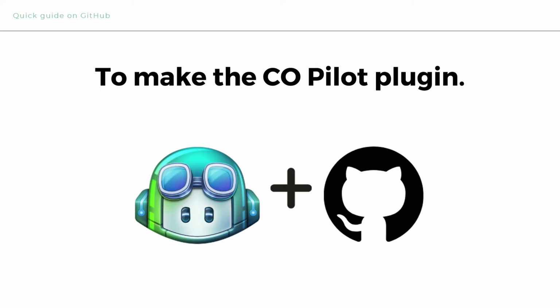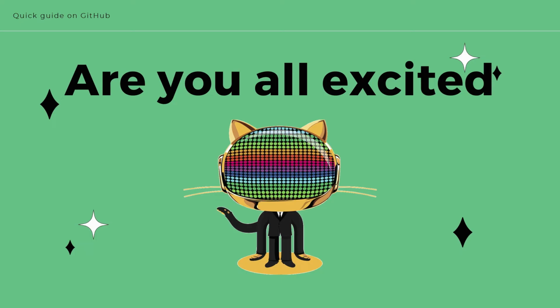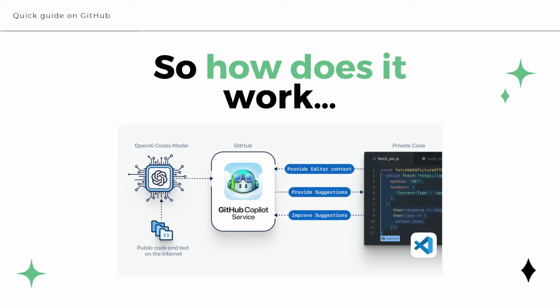GitHub's Copilot comes handy with the favorite code editor, Visual Studio Code, paired with GitHub as a plugin. So you can easily download it to your IDE, log into your GitHub account and start using it. Are you all excited to know the advantages and features it consists of? Before that, let me explain how it works.